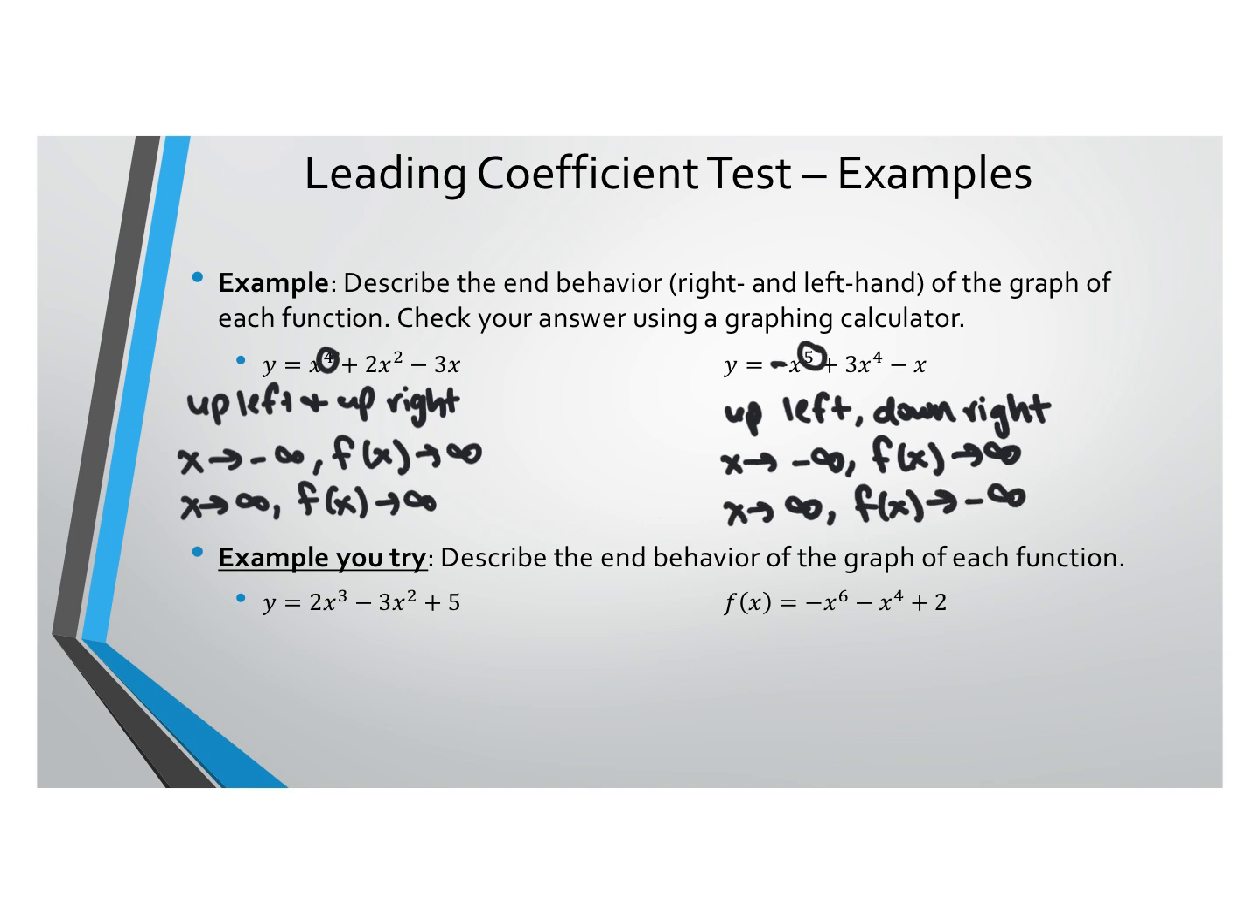Take a minute to try the example. Hopefully on A, you had down left, up right, and on B, down left, down right.